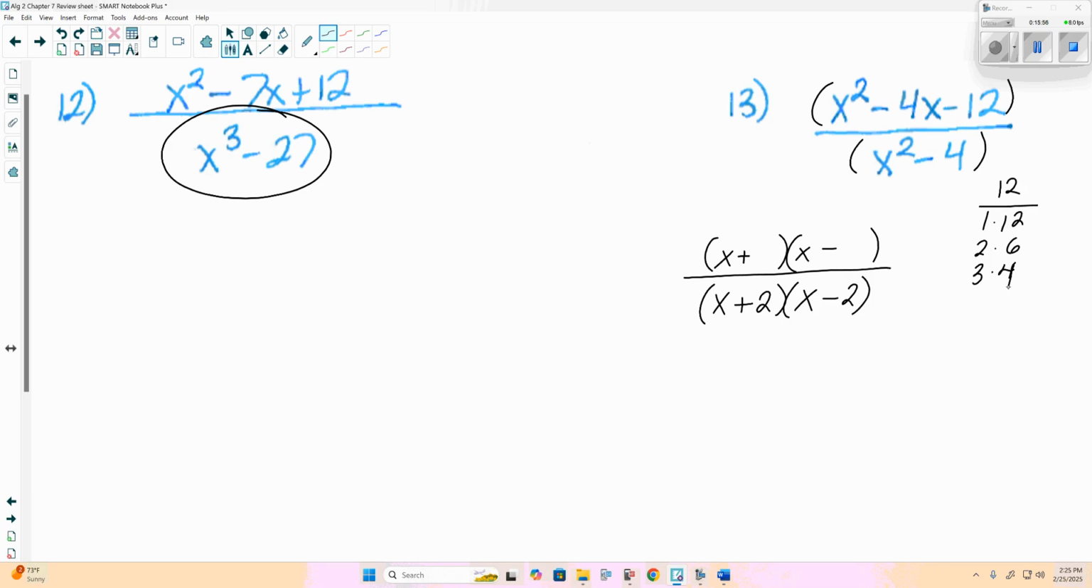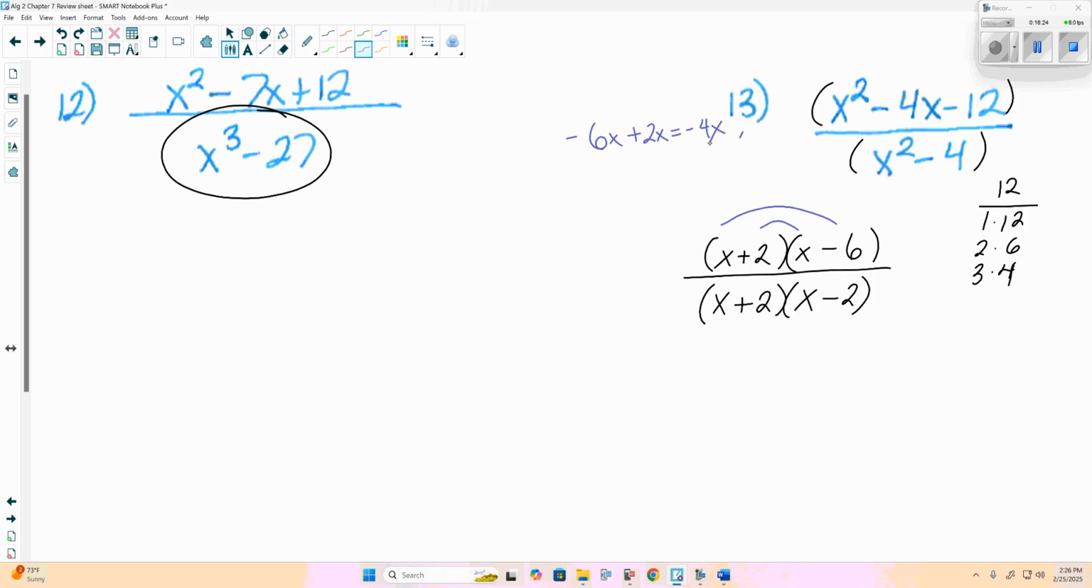Because if we want something to simplify, we either need an x plus 2 or x minus 2 on top. The only way we can get that is with the factors of 2 and 6. Where do we want to put the 2? Where do we want to put the 6? 2 with the plus, 6 with the minus. And we can check this to make sure. x times negative 6 is negative 6x. 2 times x is plus 2x, giving us a middle term of negative 4x.